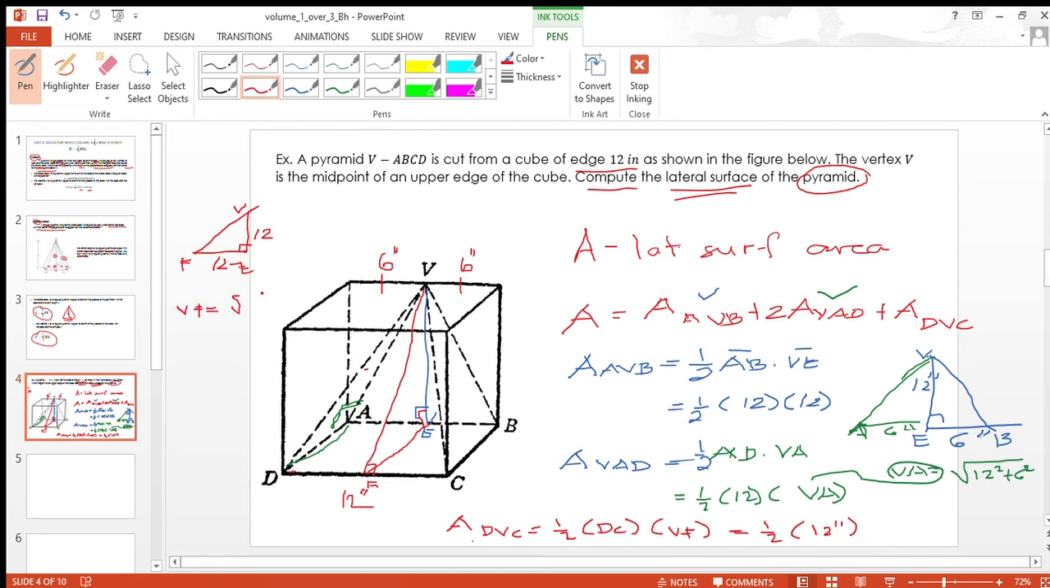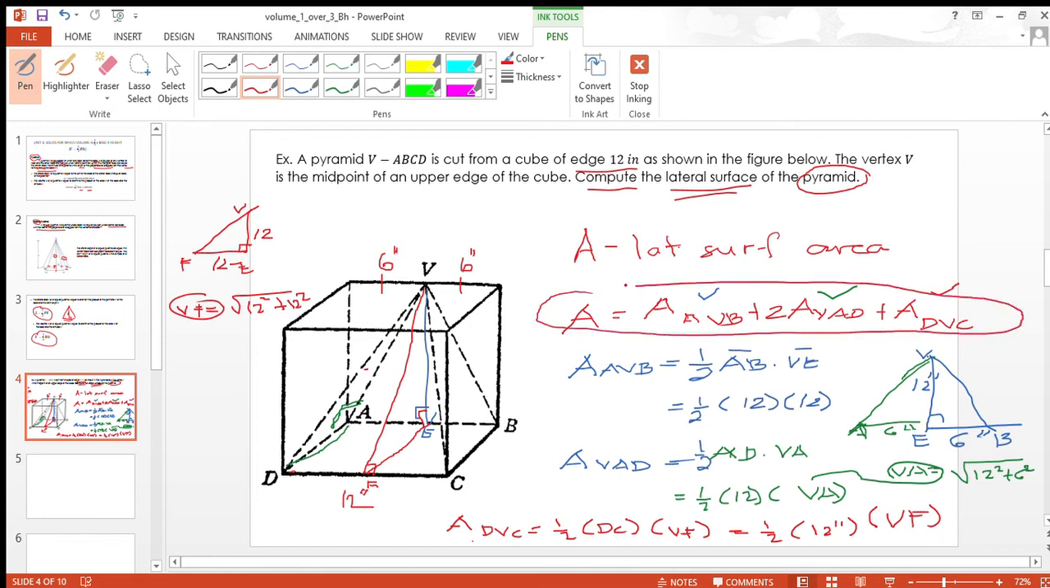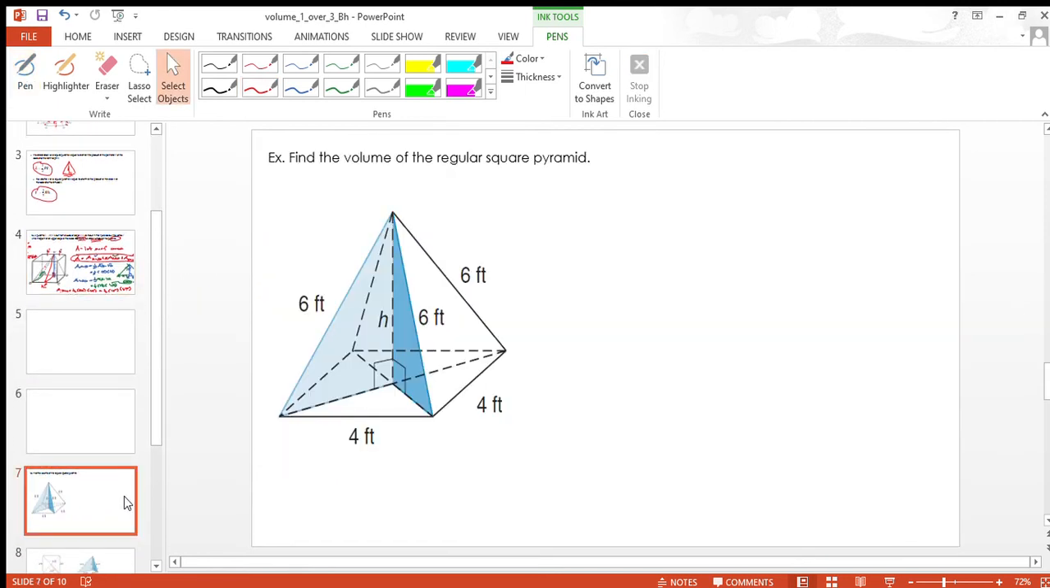VF will now be the square root of 12 squared plus 12 squared, since this is the hypotenuse of this right triangle. So you have the value of VF there. Just substitute it here. Finally, once you have the area of triangle DVC, go back to this equation, then you get the total area. So that's the analysis for that problem. Just compute the necessary values needed there. So let's proceed to another problem given in your module.